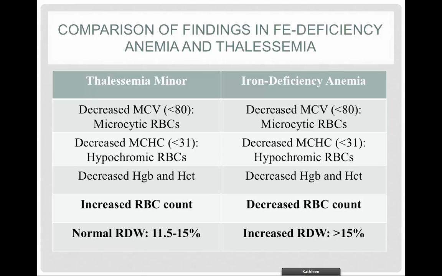In thalassemia, you have an increased red blood cell count. In iron deficiency, you have a decreased red blood cell count. You also have a red cell distribution width, which is RDW. And basically, an increased red cell distribution width means that there's quite the variation in the width of the red blood cells. So you have a normal red cell distribution width in thalassemia and an increased red cell distribution width in iron deficiency anemia.